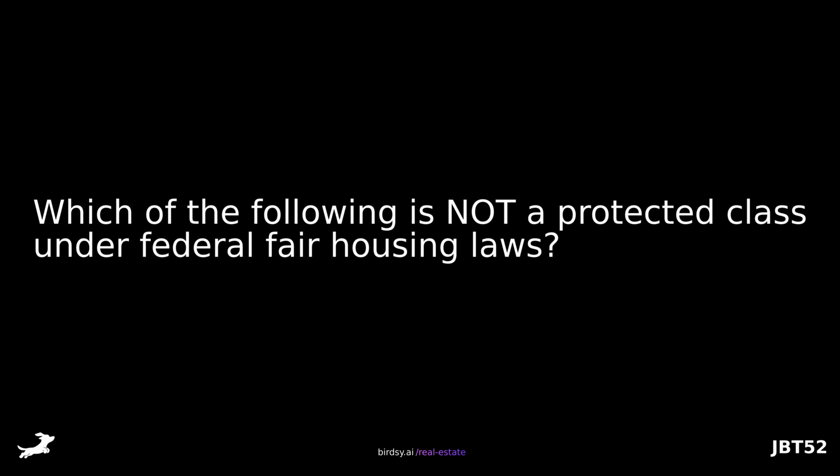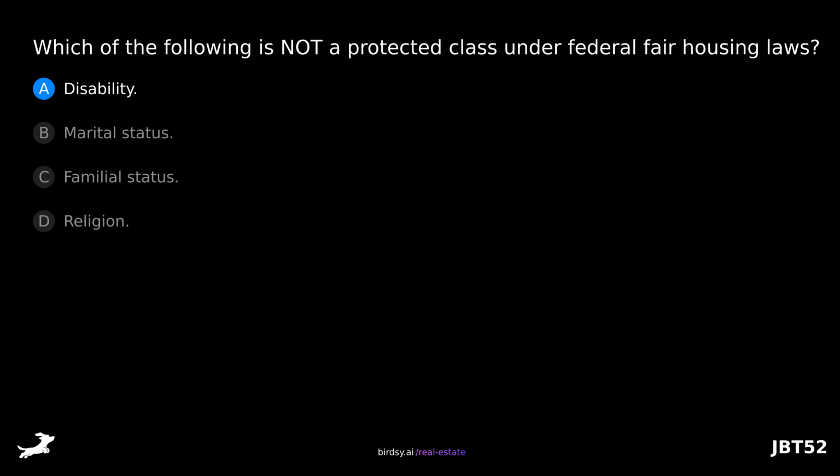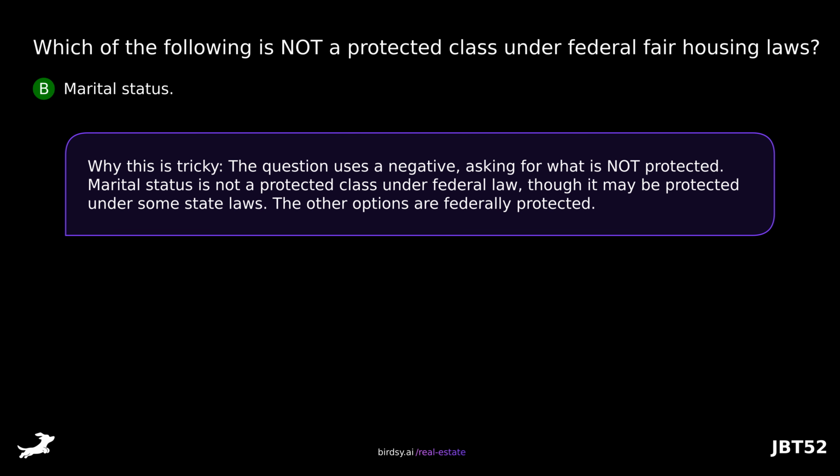Which of the following is not a protected class under federal fair housing laws? Is it A. Disability, B. Marital status, C. Familial status, or D. Religion? The correct answer is B. Marital status. Why this is tricky. The question uses a negative, asking for what is not protected. Marital status is not a protected class under federal law, though it may be protected under some state laws. The other options are federally protected.